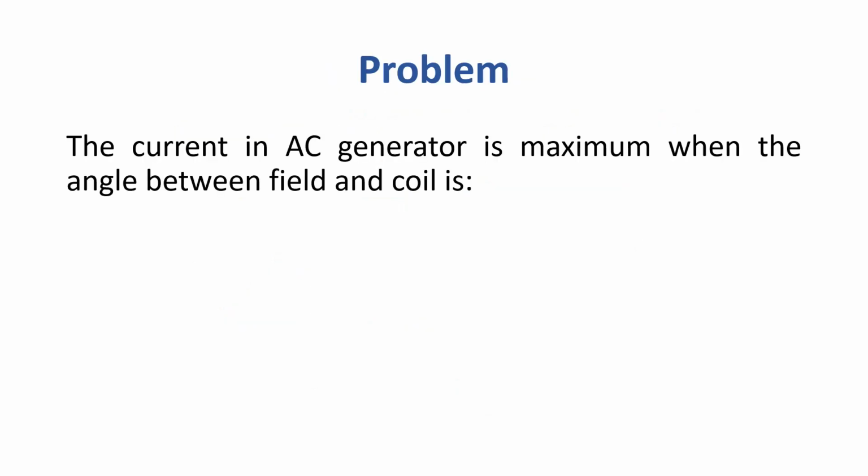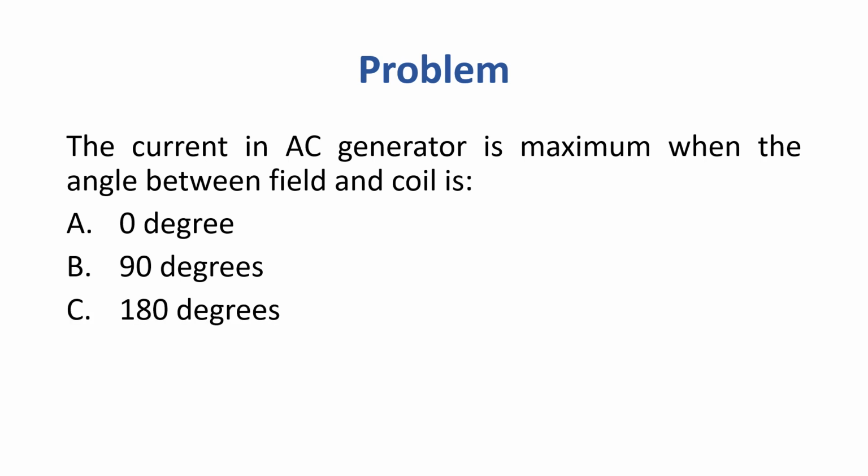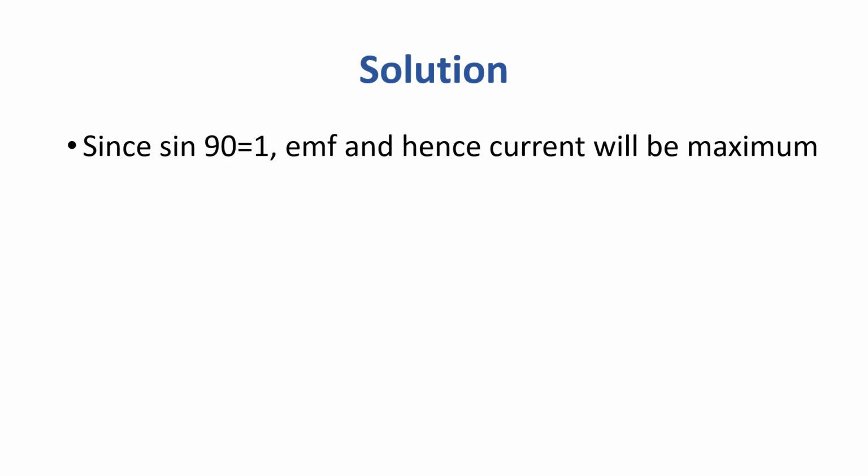The current in AC generator is maximum when the angle between field and coil is 0 degrees, 90 degrees, 180 degrees, and none of these. The correct answer is option B, 90 degrees, जैसे कि हम देख चुके हैं. It is based on sine of theta and sine of 90 is 1. So here you can see, since sine of 90 is 1, so EMF and hence current will be maximum. So this is all about AC generator.